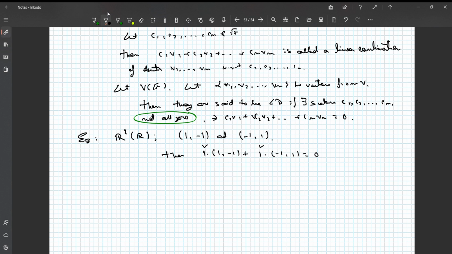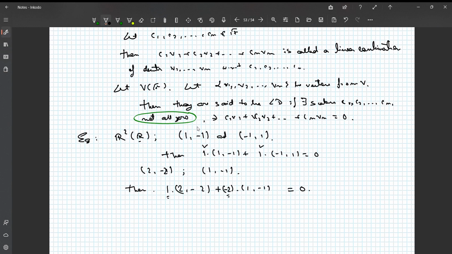If you want a different kind of example, suppose you have (2, minus 2) and (1, minus 1). Then notice that 1 times (2, minus 2) plus minus 2 times (1, minus 1) equals 0, right? And minus 2 and 1 are from R, obviously. Clear? So this is a linearly dependent set.